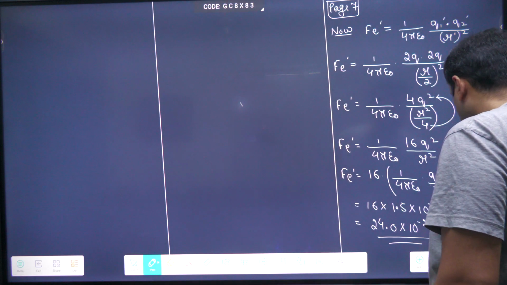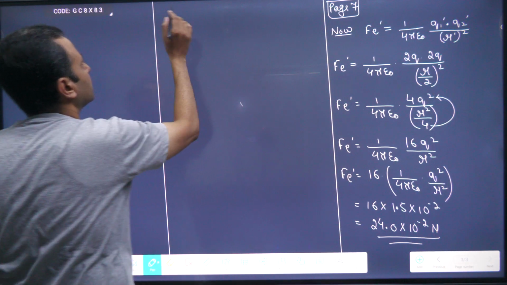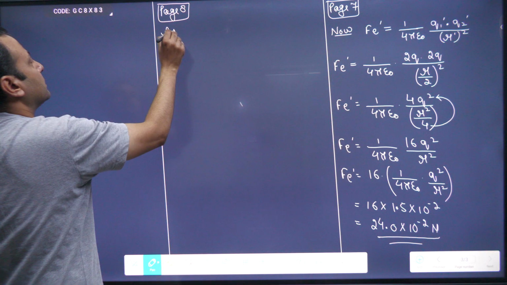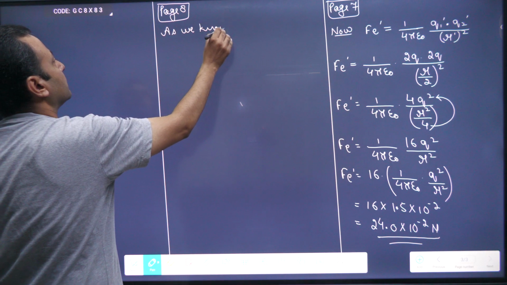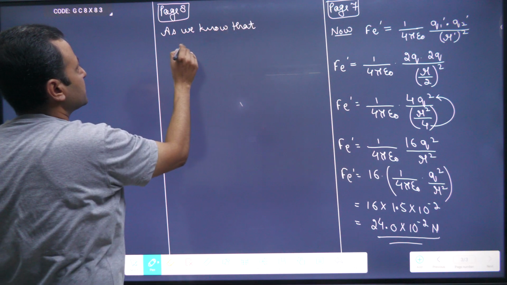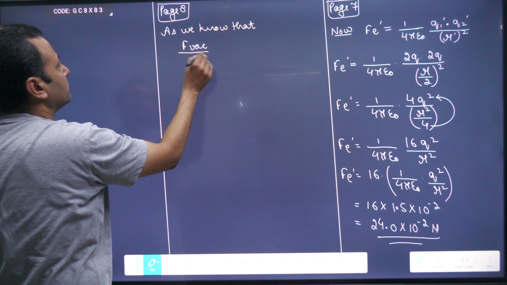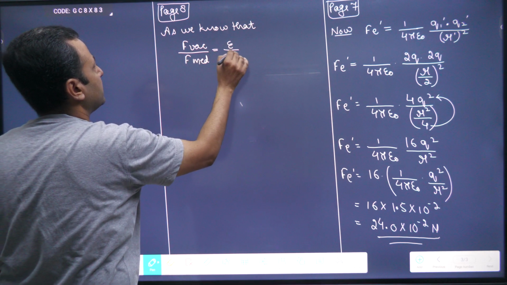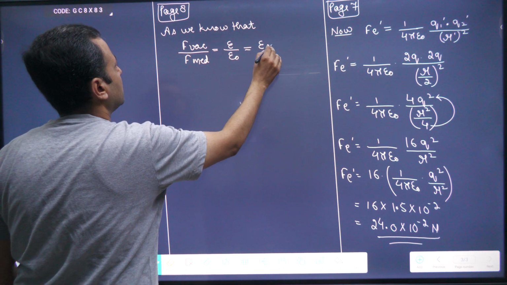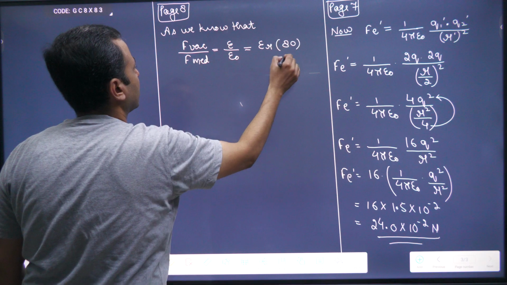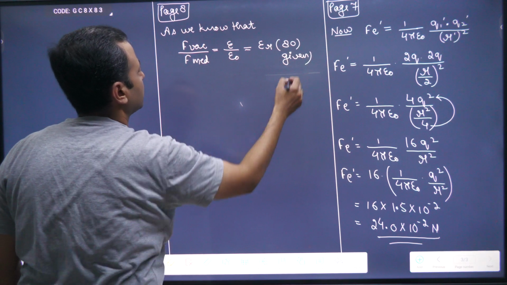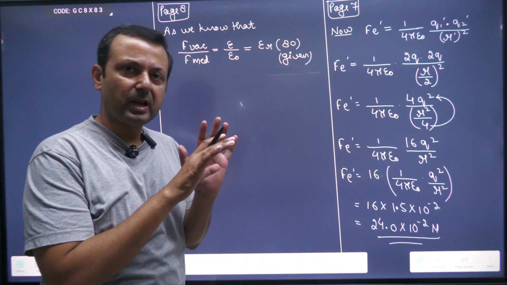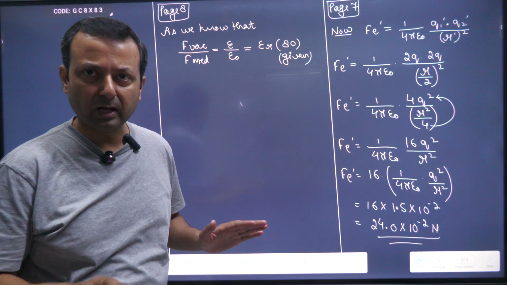All right. So we know that F vacuum upon F medium is equal to epsilon upon epsilon naught is equal to epsilon r. This epsilon r is 80, given, and because it is a ratio, it does not have any unit. So we have to write it like 80 only. It does not have any unit.